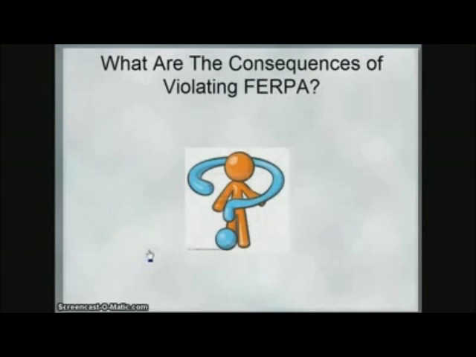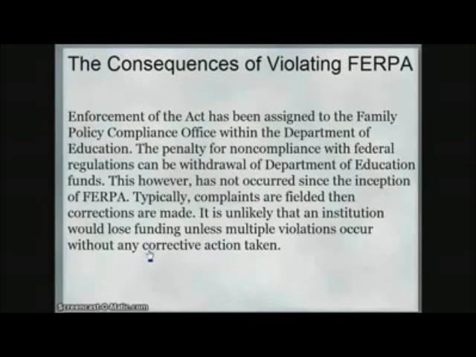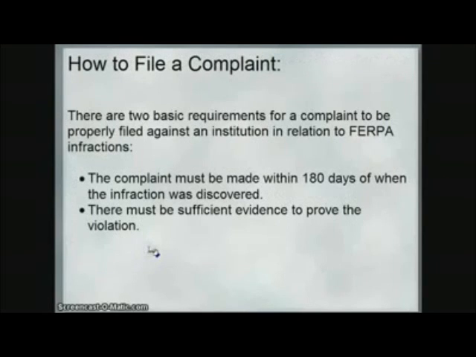What are the consequences for violating FERPA? The enforcement of this act has been assigned to the Family Policy Compliance Office within the Department of Education. Some of the consequences could be the withdrawal of federal funds. This has not happened, but it could happen.